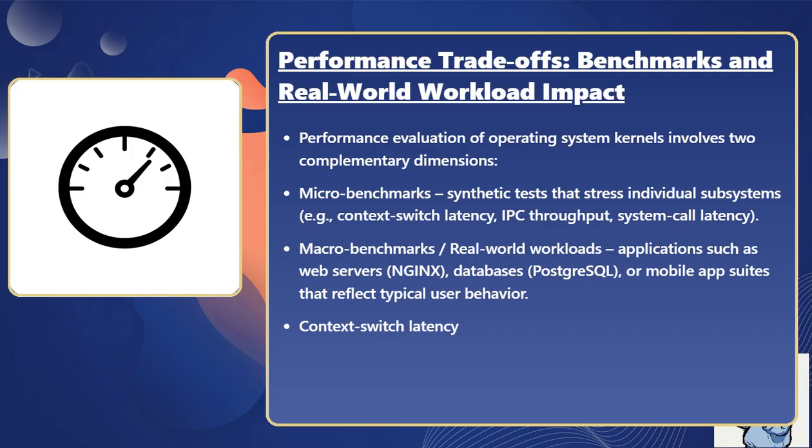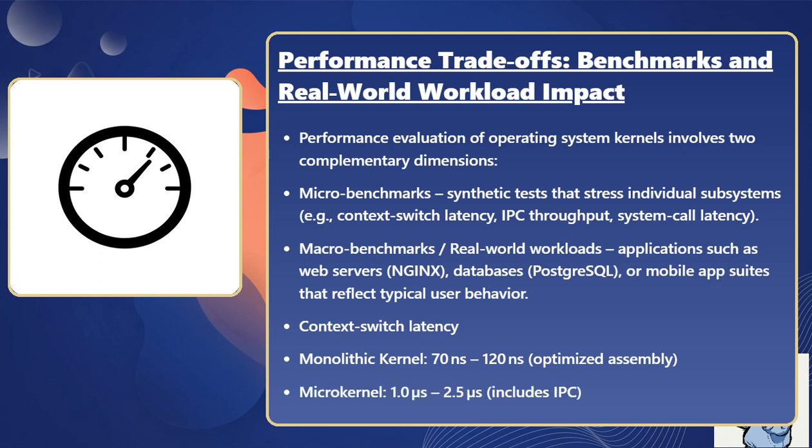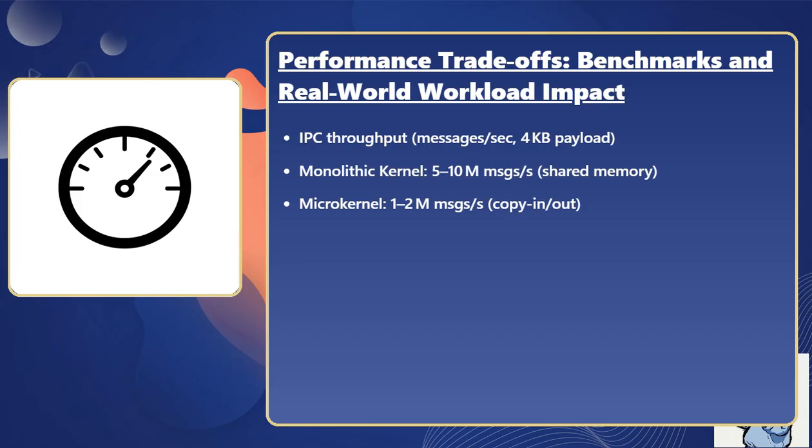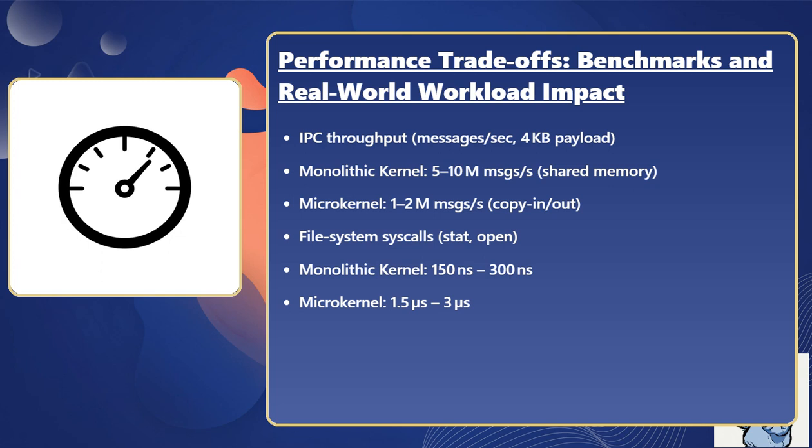Context switch latency. Monolithic kernel: 70 nanoseconds to 120 nanoseconds, optimized assembly. Microkernel: 1.0 microseconds to 2.5 microseconds, includes IPC. IPC throughput, messages per second, 4 kilobyte payload. Monolithic kernel: 5 to 10 million messages per second, shared memory. Microkernel: 1 to 2 million messages per second, copy in and out. File system syscalls, stat and open. Monolithic kernel: 150 nanoseconds to 300 nanoseconds. Microkernel: 1.5 microseconds to 3 microseconds.